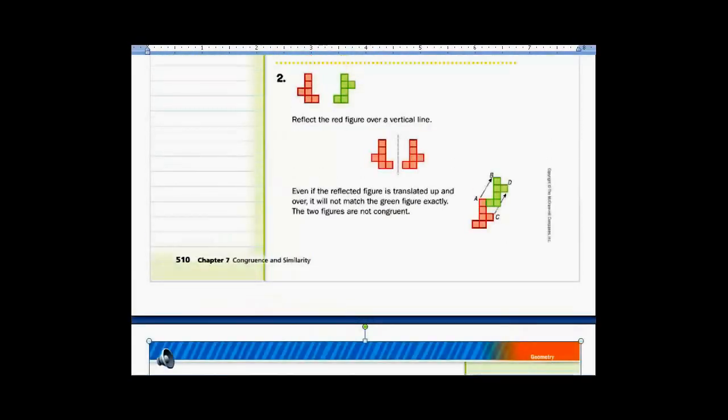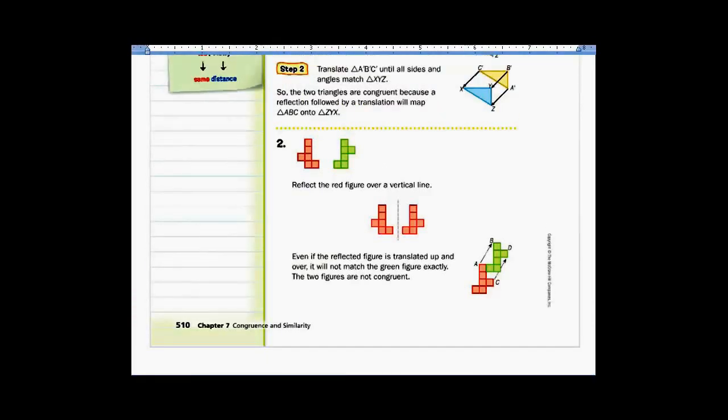Maybe up just a little. Look at example 2. It says reflect the red figure over a vertical line. So if I reflect this over a vertical line, just an imaginary vertical line, this is what I've got. That's my mirror image. Now, does this look like this one?